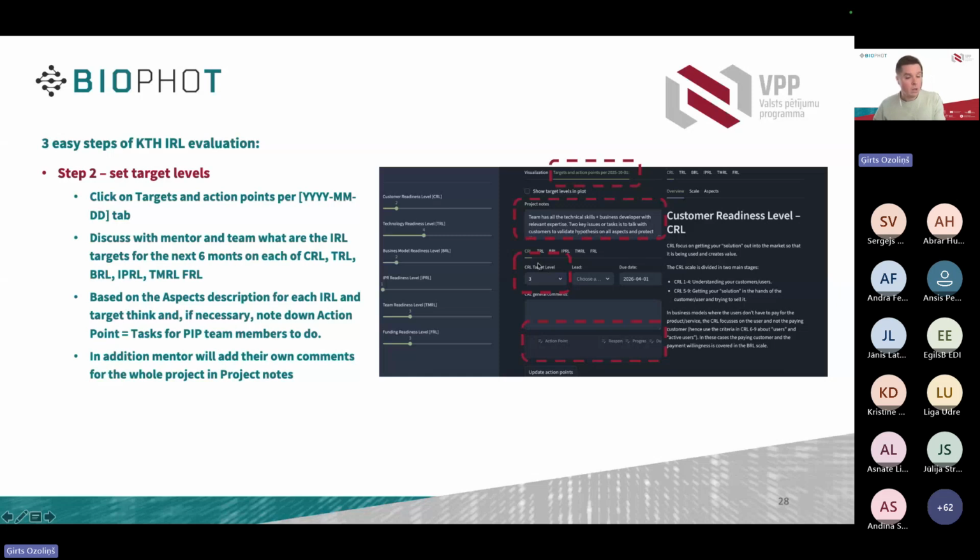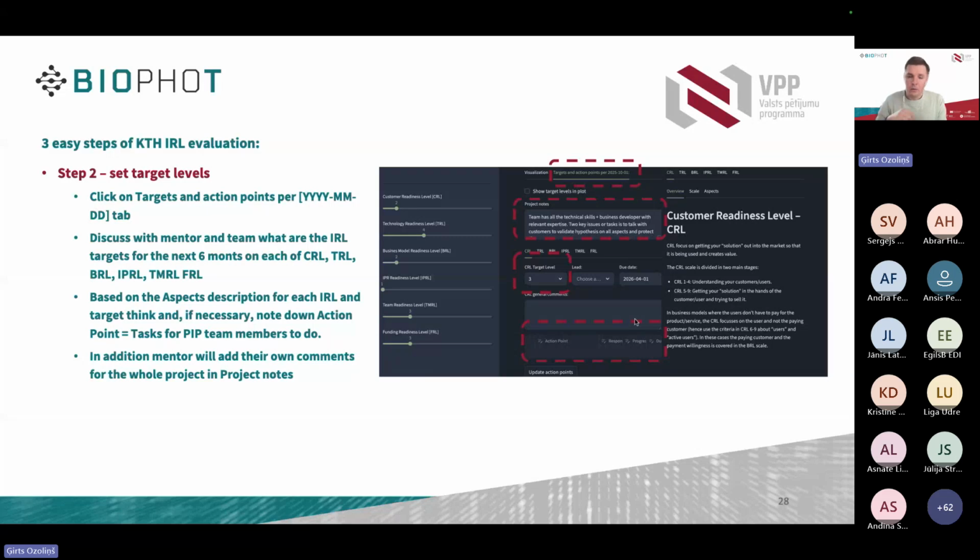They want to go and talk with a few customers, get feedback, then update their potential value proposition, and then that would actually close that level. And so on. We are just setting some clear targets here, and also discussing with the team and setting some action points. And then the team can write down some tasks that you plan to do.